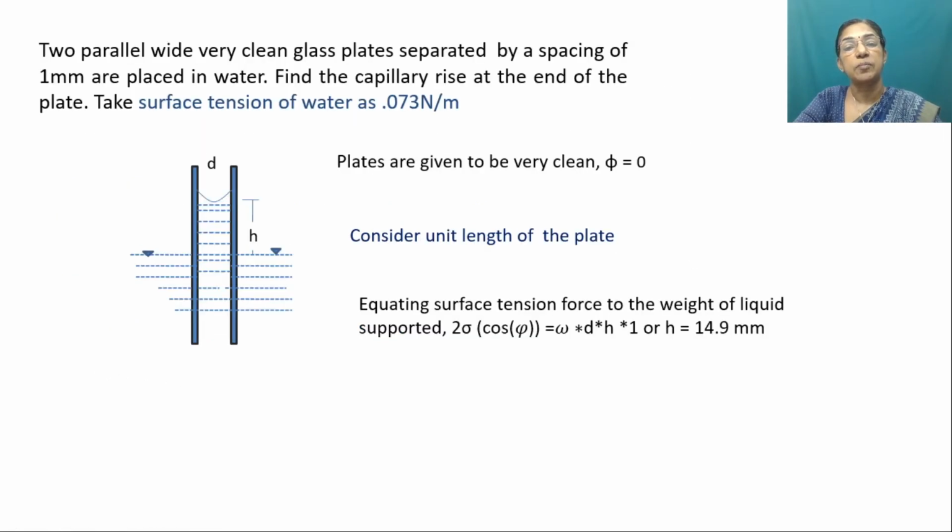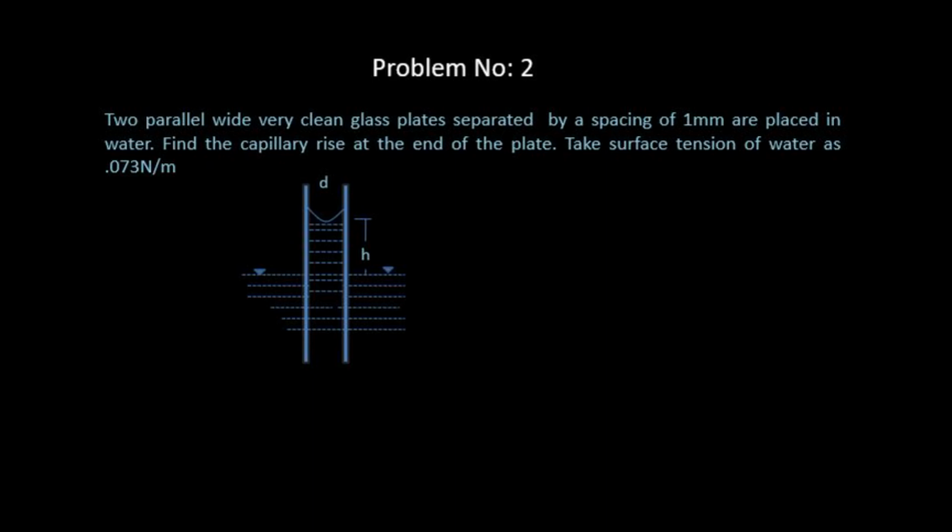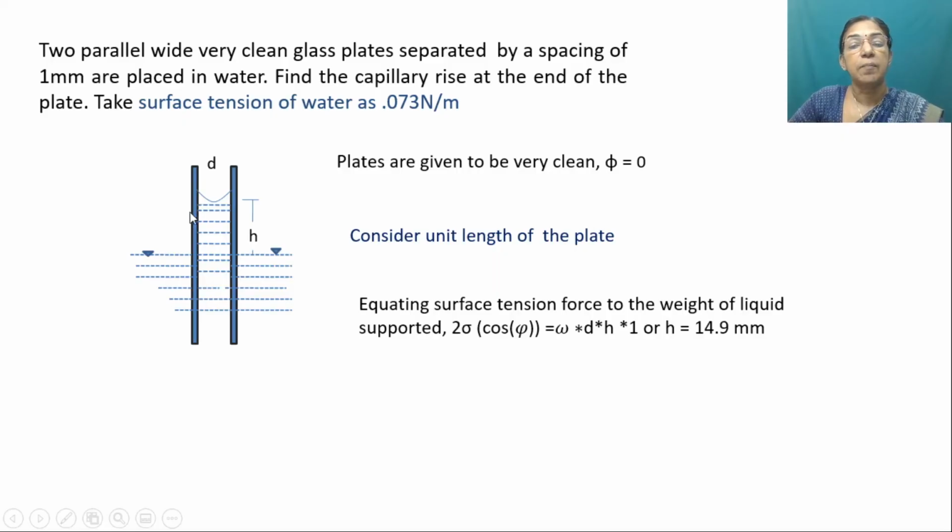Capillary effect can also be determined when we are keeping water between two parallel plates. Since the plates are given to be very clean, the phi value is equal to 0. Now consider unit length of plate. Here the surface tension of water is given in Newton per meter and the spacing is given as 1 mm.